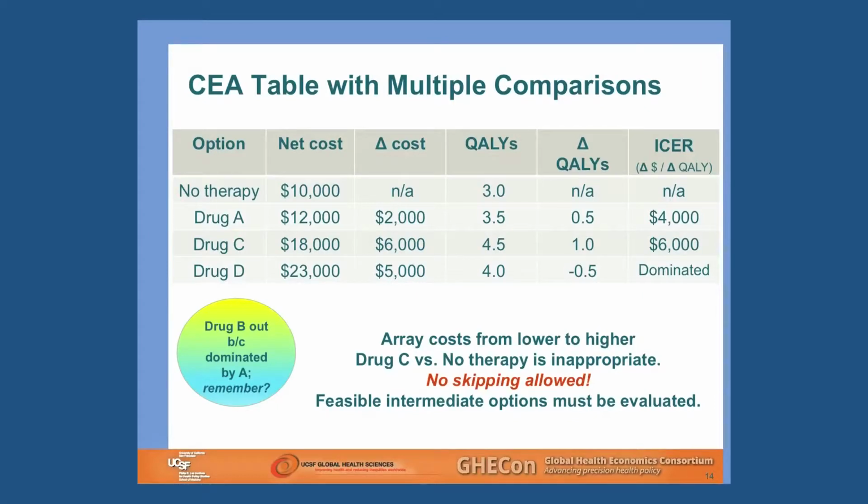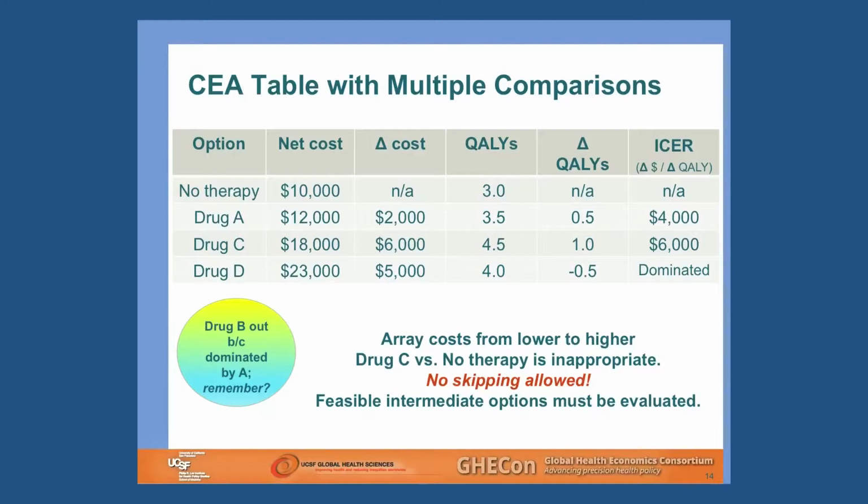On the last slide, was there a typo for drug D for the delta quality? Are you comparing A to D? That's what you're saying, C to D? No, so I said drug C versus no therapy is inappropriate, right? Because that would be skipping. But in the table, I thought you were comparing everything to drug A. No. Okay. Good, so let me go over it again.